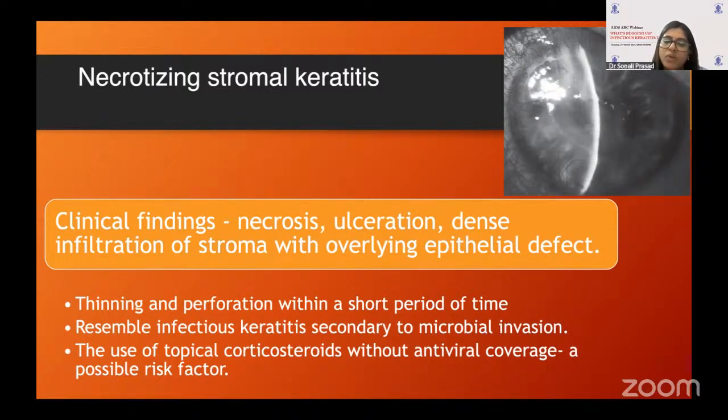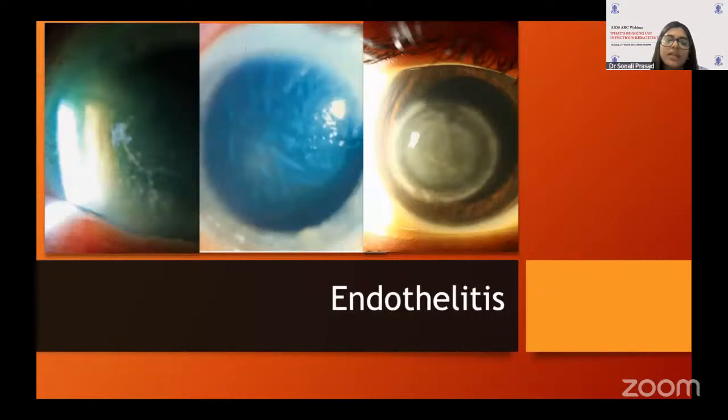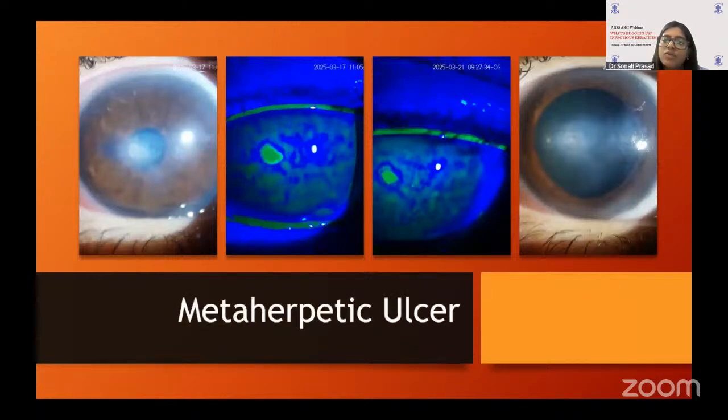And often topical corticosteroids used in an injudicious manner can lead to hampering of the disease. The endothelitis that we come across can be linear endothelitis or a diffuse or disciform. The other variant is also a metaherpetic ulcer. These are nothing but a neurotropic ulcer, which are non-healing epithelial keratitis because of the excessive toxicity of the antiviral being used.